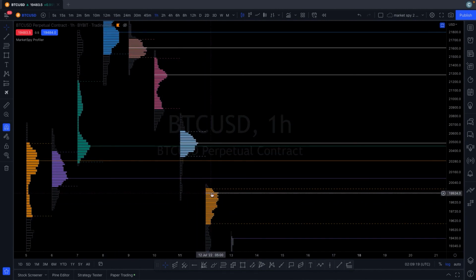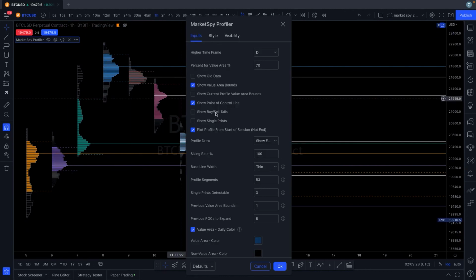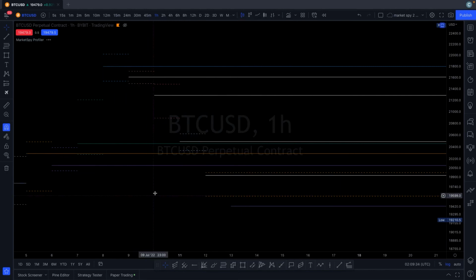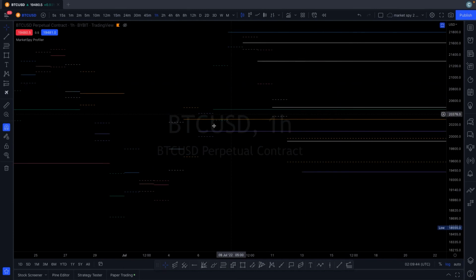But this can only give you the amount of profiles that is there, which is 8. And so if we go back into our settings and then we say don't show value area, watch what happens next. Now we can go back and you have your value area high, value area low, and point of control for all of these days.